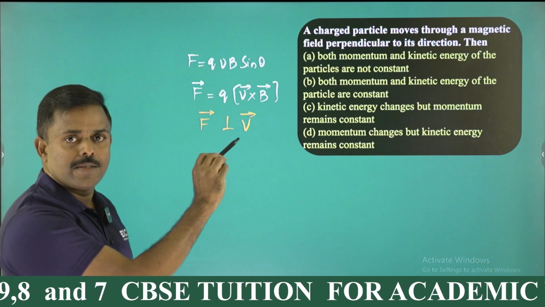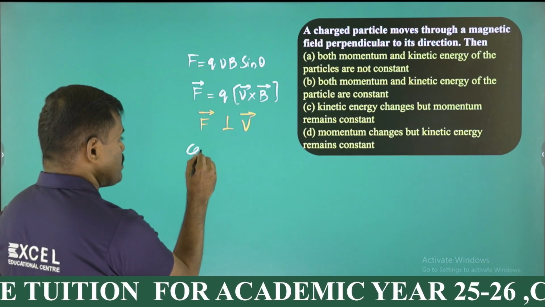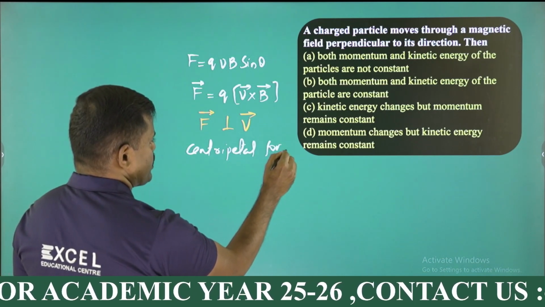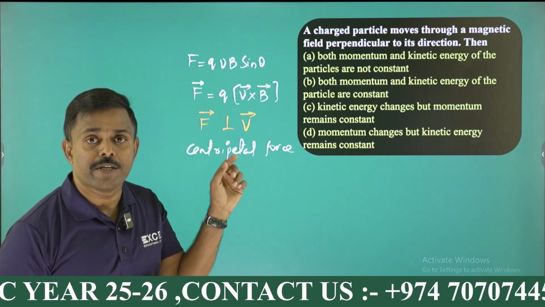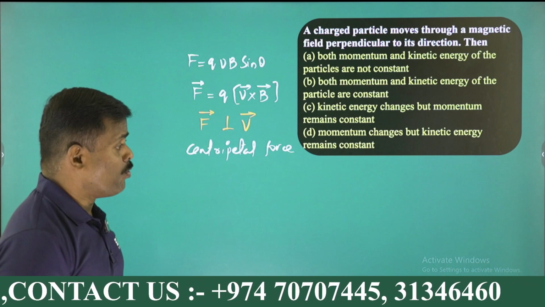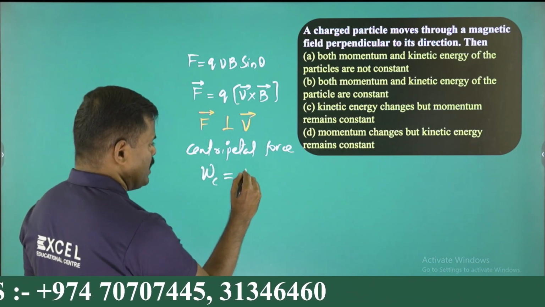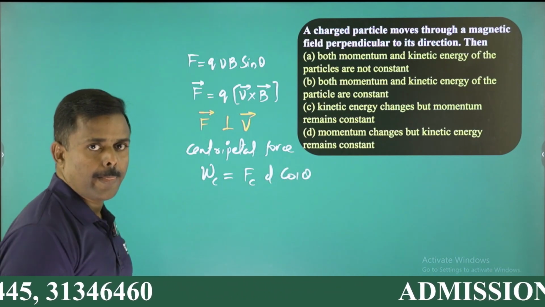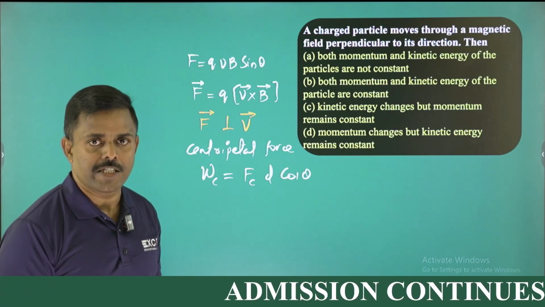Anyway, this is what it is. If a force is perpendicular to velocity, it must be what? It must be a centripetal force. So whenever force is perpendicular to velocity, that force must be called centripetal force. Now, what is the work done by centripetal force? You learned it in first year classes. Work done is equal to F into D into cos theta.